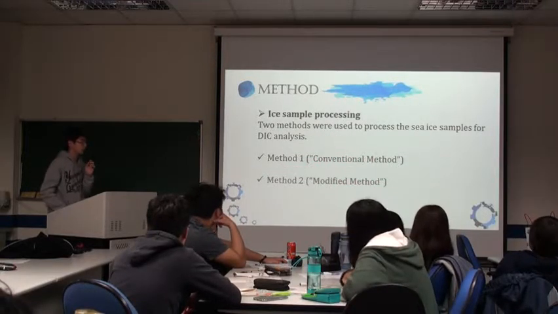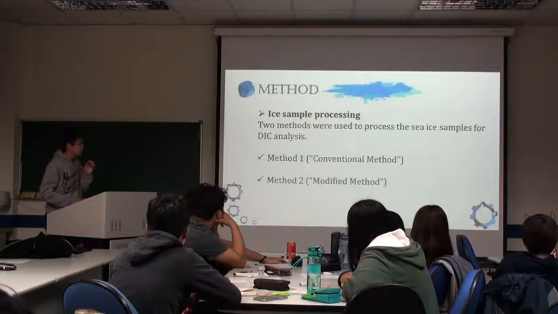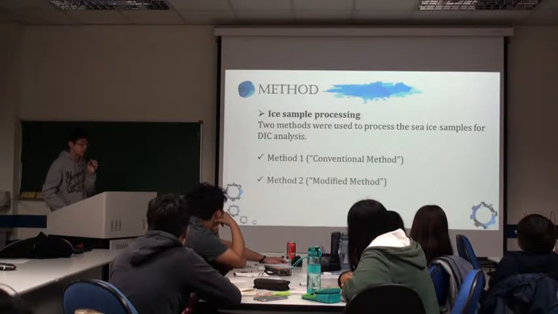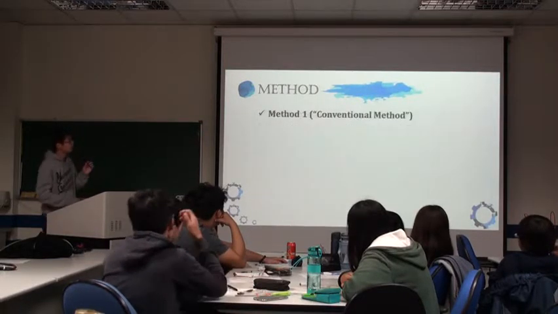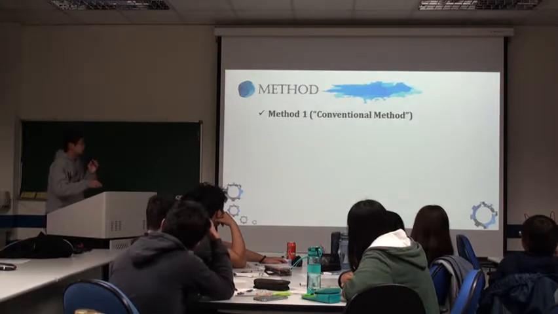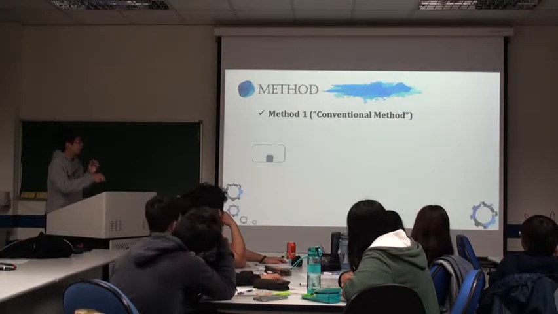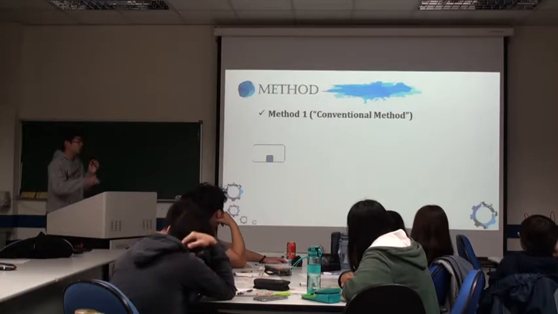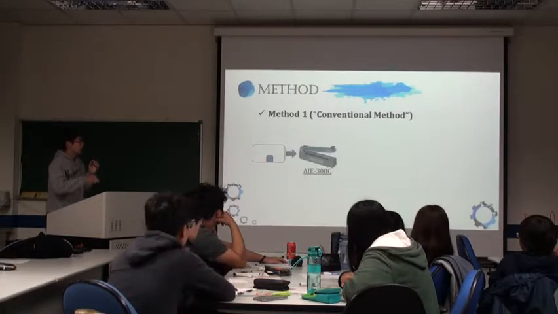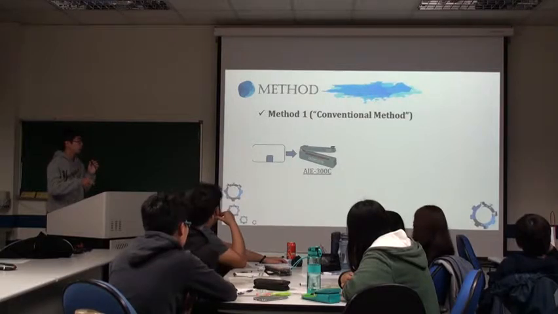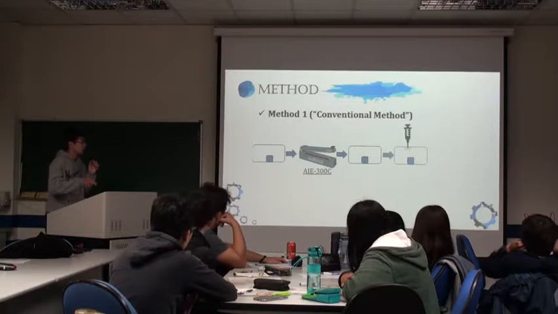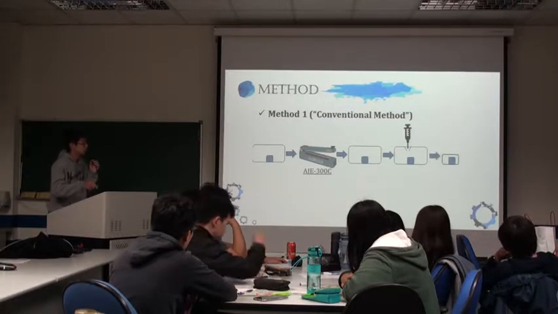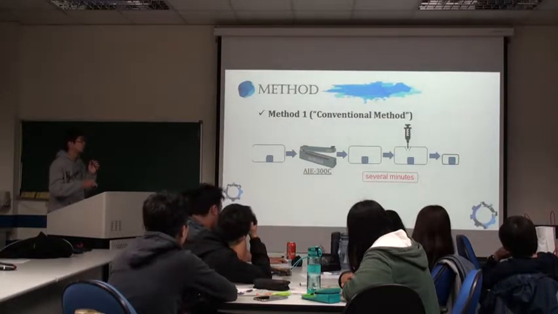After we get the sea ice samples, two methods were used to process them for DIC analysis. One is the conventional method, another is the modified method. Conventional method: first, put the ice core in a gas-tight plastic bag. The bag was sealed by an impulse sealer, and the air in the bag was evacuated gently by a syringe, and it took several minutes to finish.